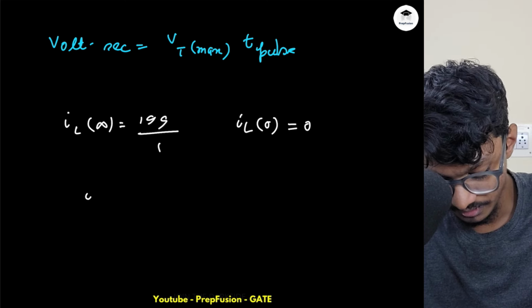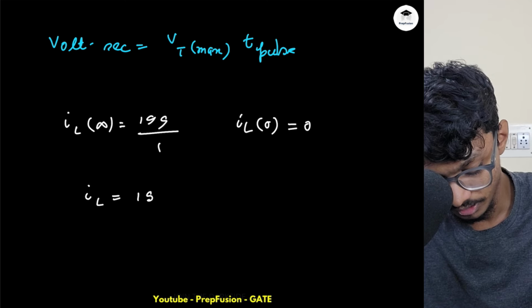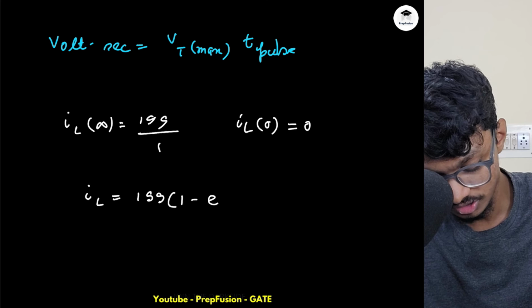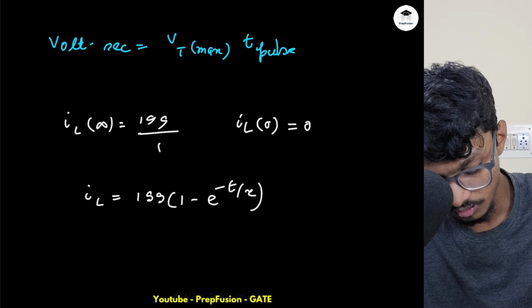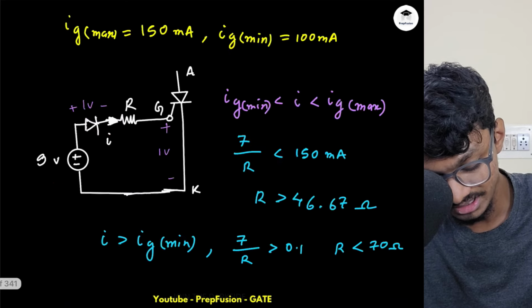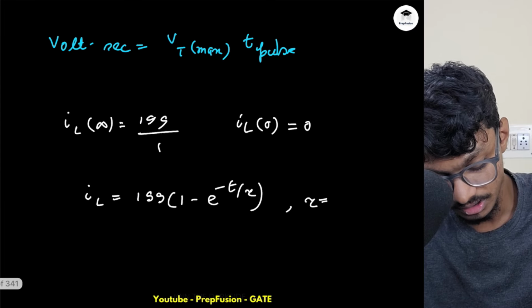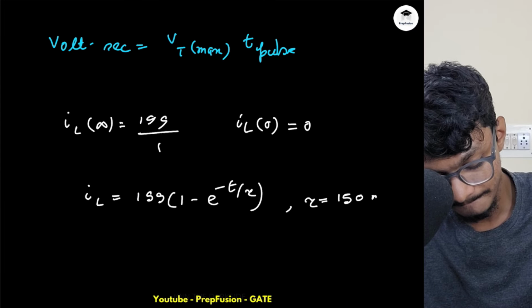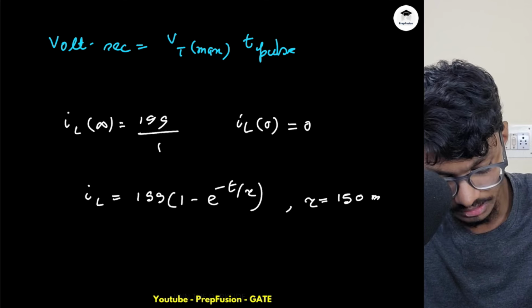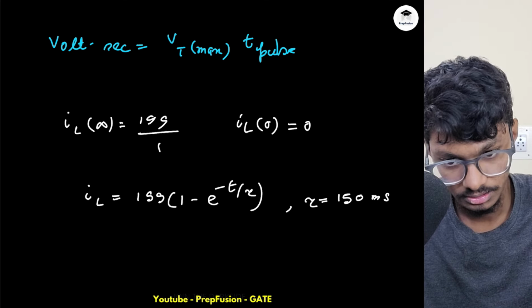So what is the equation of the current? I L equals 199 times (1 minus e to the power minus t upon tau), where tau is L by R. R is 1, L is, I think, 150 milli Henry. So tau will be 150 milliseconds. So IL is this.